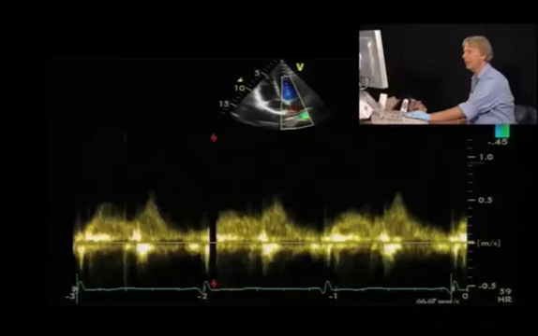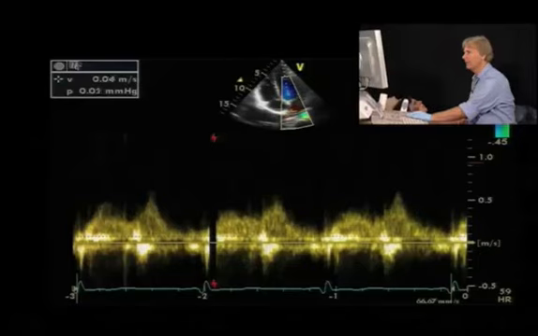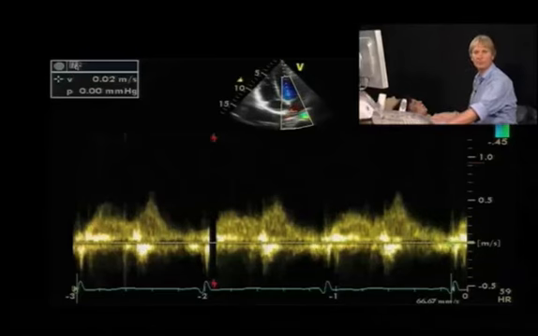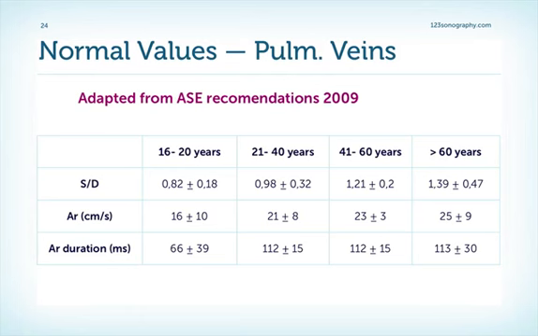So what you see here now is the typical systolic component, the diastolic component, and the retrograde component of pulmonic venous flow. And finally, these are the normal values for pulmonary venous flow, for the systolic and diastolic component, for the AR component of the wave, and also for the duration of AR.